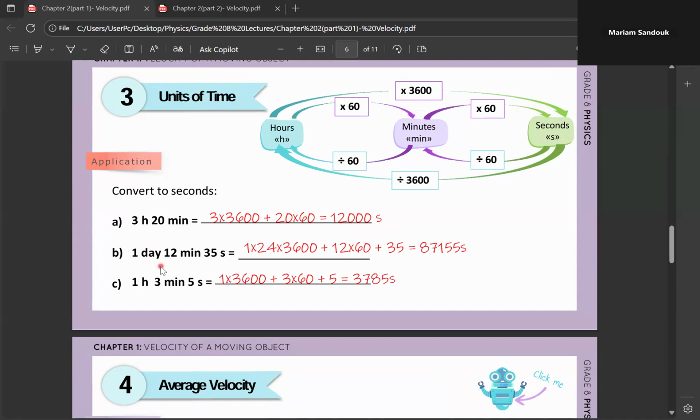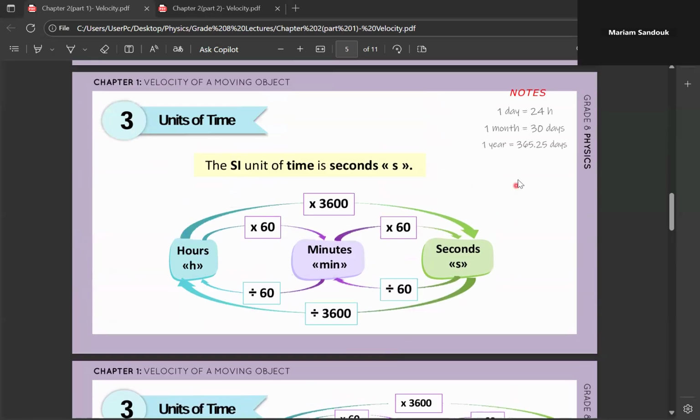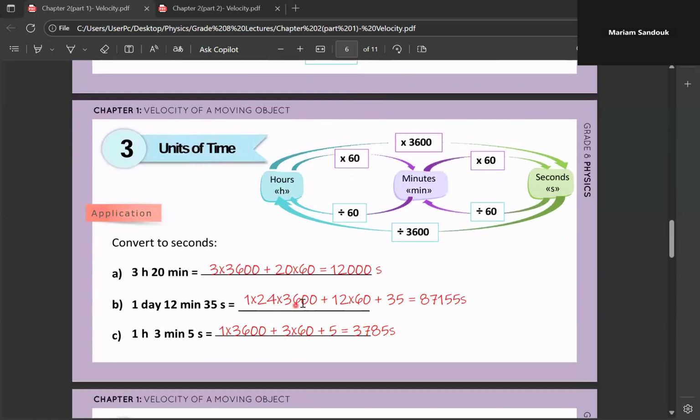Also, if we have one day, I want to convert it into hours. One day is 24 hours. From hours to seconds, I multiply by 3,600, then plus 12 minutes times 60 to obtain seconds, plus 35 seconds, already in seconds, so I leave it like it is. Okay, so I obtain this amount of seconds. If we have 1 hour, 3 minutes, 5 seconds, I multiply 1 hour by 3,600 to obtain seconds, plus 3 minutes times 60 to obtain seconds, plus 5, it's already in seconds.